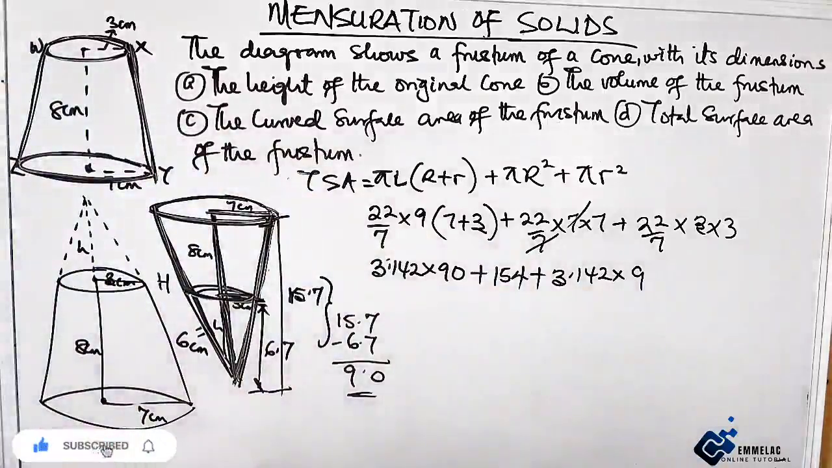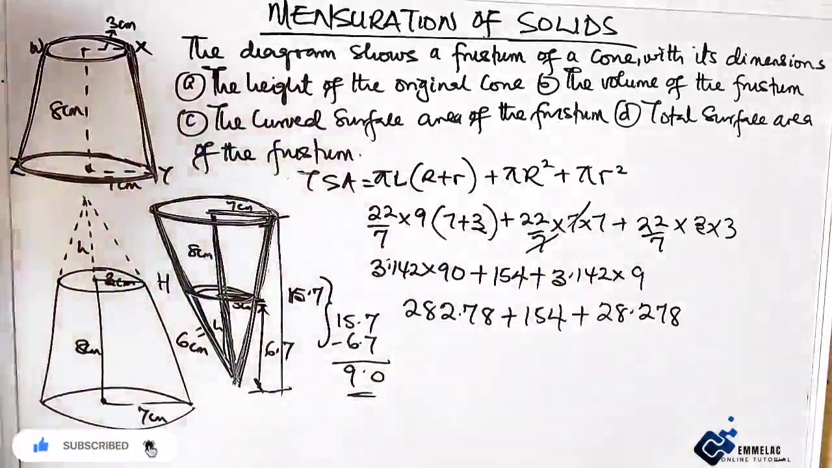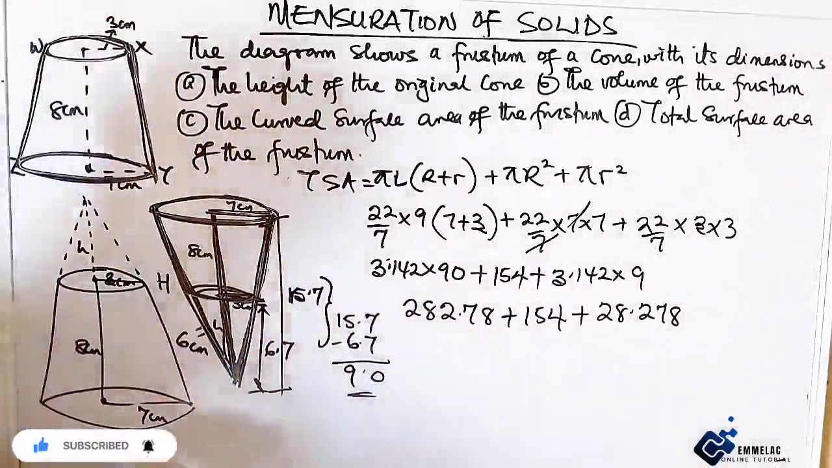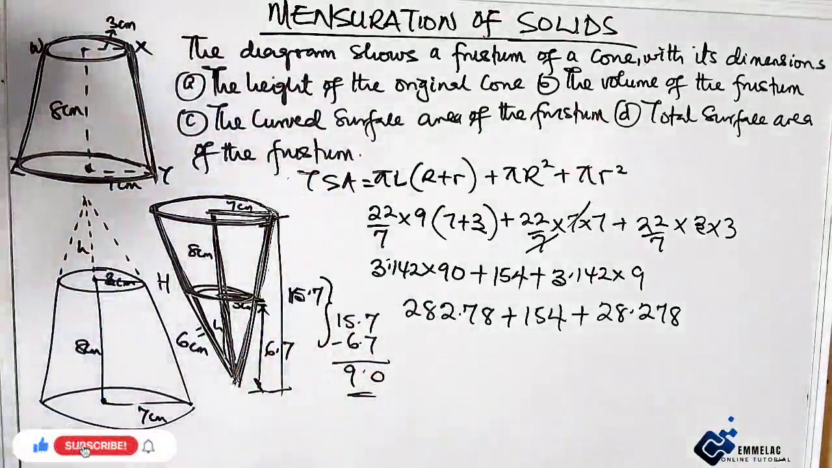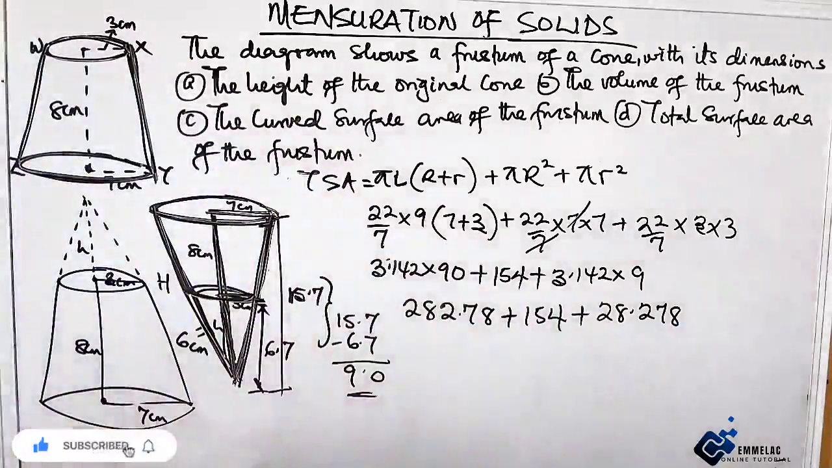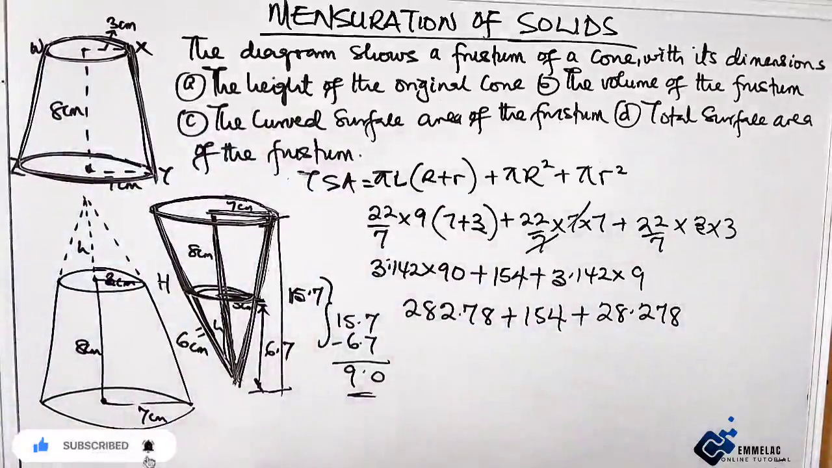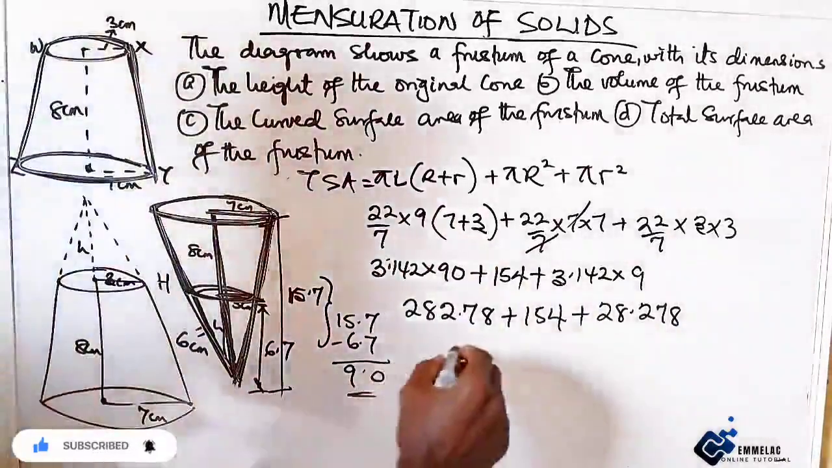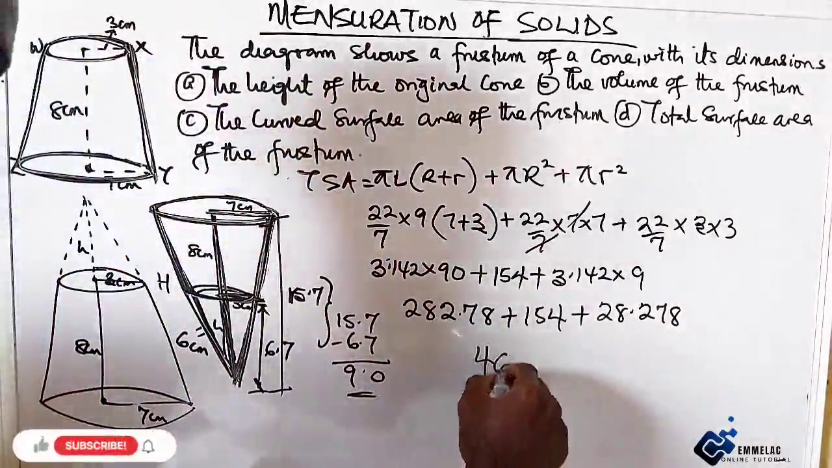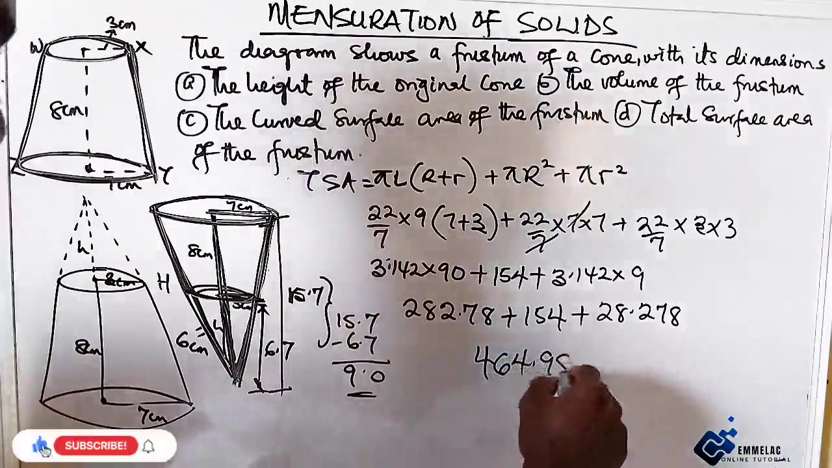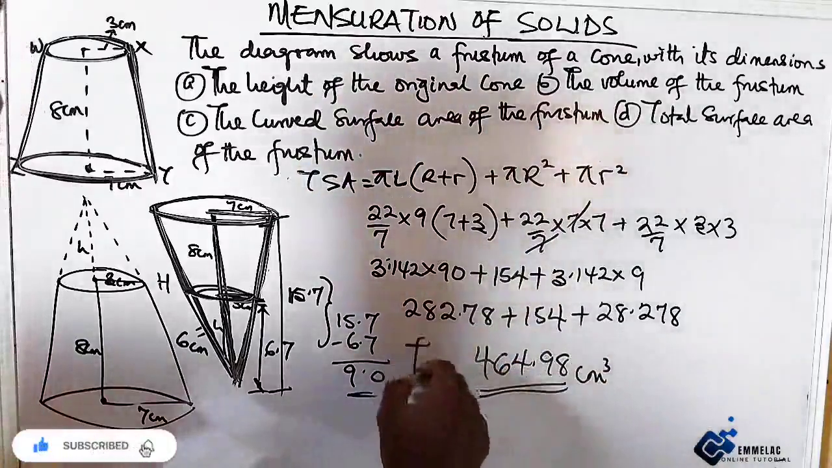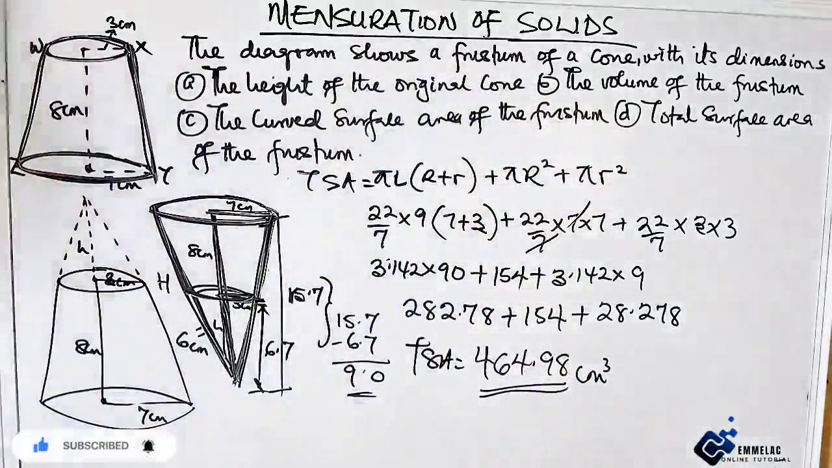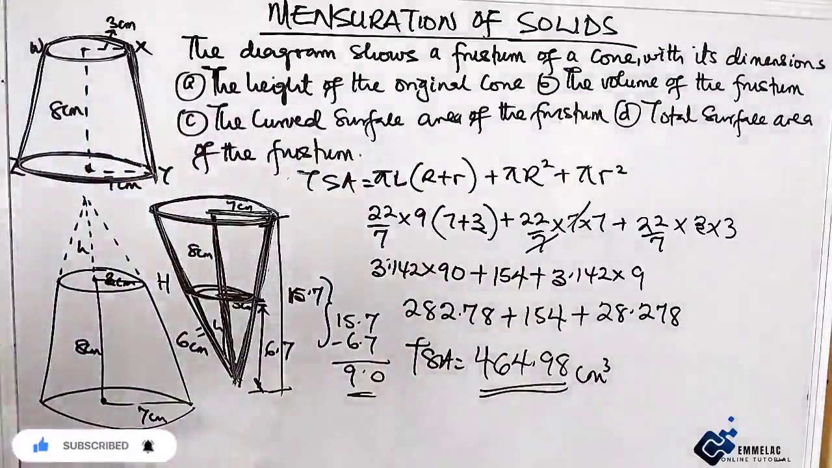So here we have, so there we have it. This times this will give you this. So if we are to add everything together, 282.78, then plus 154, so we have 464.98 approximately. So here we have the total surface area of the frustum. Alright, this is the final solution to the question.